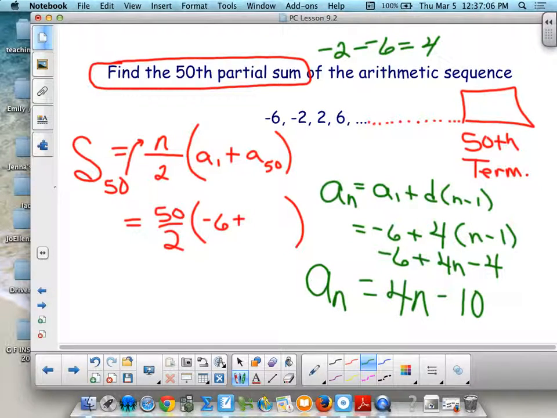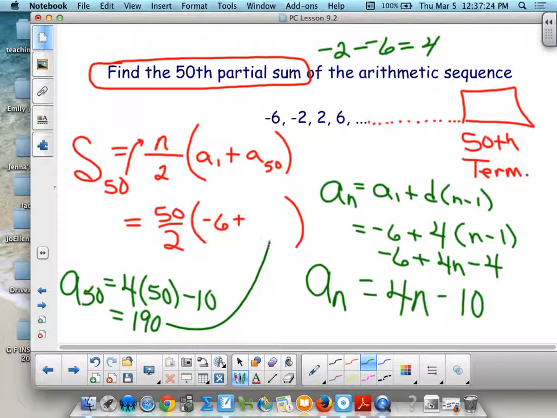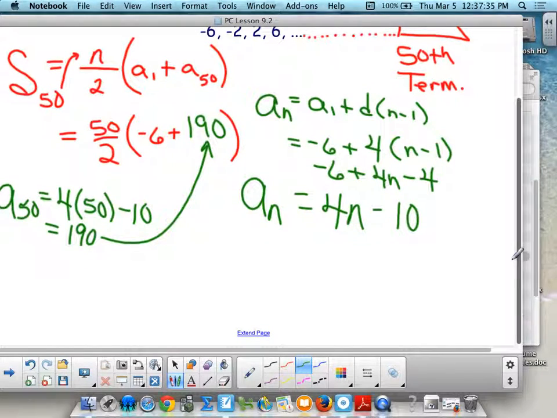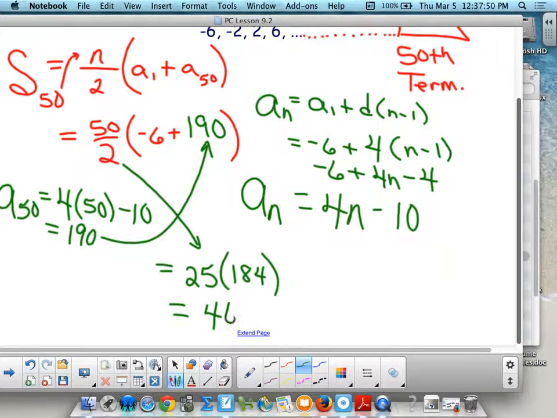All right. You want the 50th term? The 50th term would be a sub 50. Put it in your formula. 4 times 50, take away 10. 190? 190 goes here. And now it just becomes a calculator problem. Hang on, let me get a little more room. This will become 25 times 184, 4,600? Yep, okay. There you go. Good?